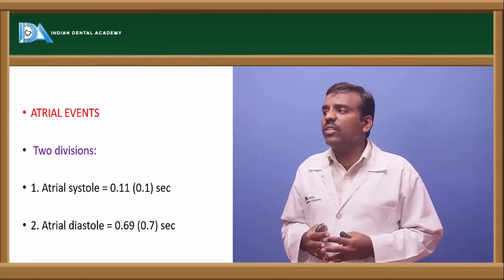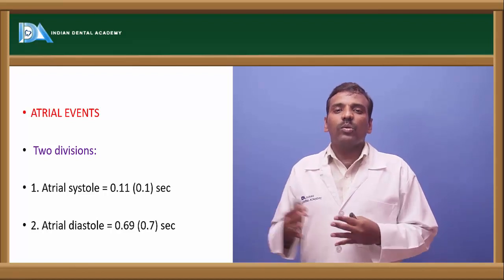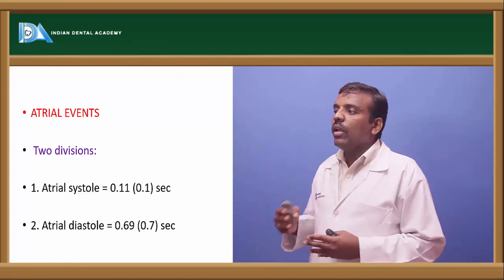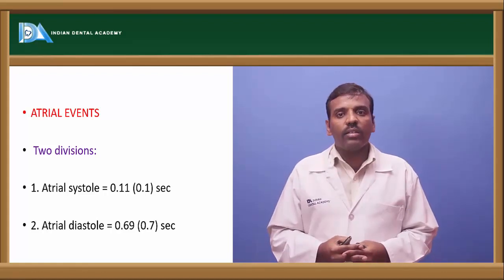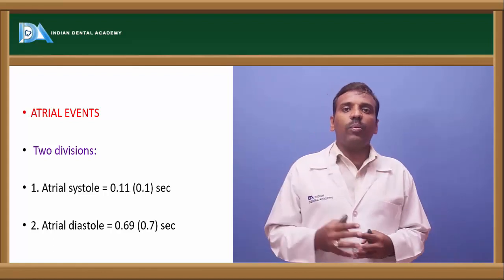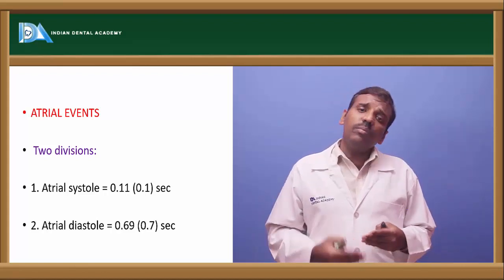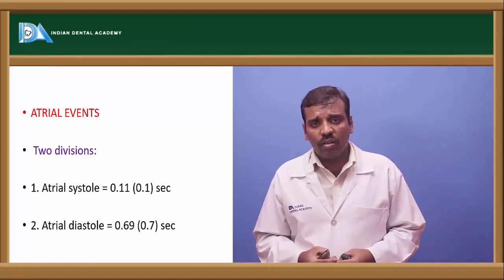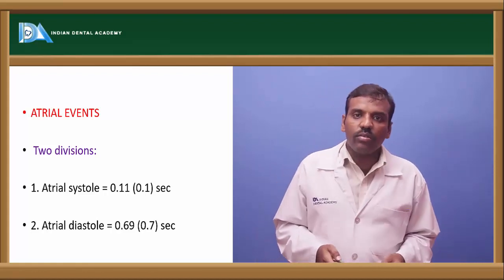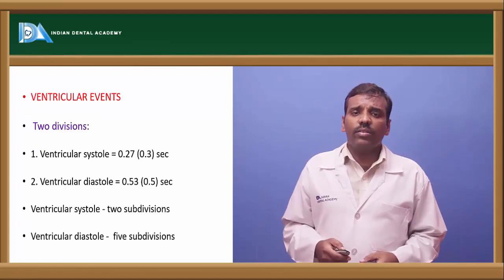In the case of the atrial systole, it is about 0.11 second, which is negligible, so it is 0.1 second. And atrial diastole takes 0.69 seconds, which is nothing but 0.7 seconds. This 0.7 seconds and that 0.1 second make 0.8 seconds. Atrial events take 0.8 seconds, and at the same time ventricular events also take 0.8 seconds. And for the total cardiac cycle, finally it takes obviously 0.8 seconds. This is for the atrial events. And next one is ventricular events.